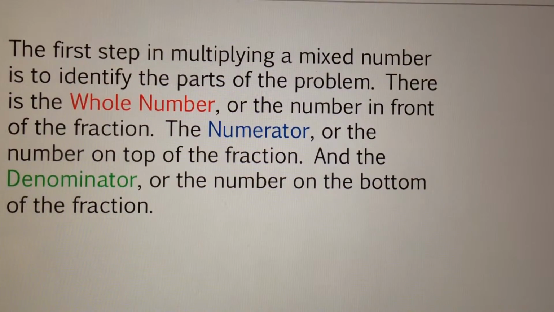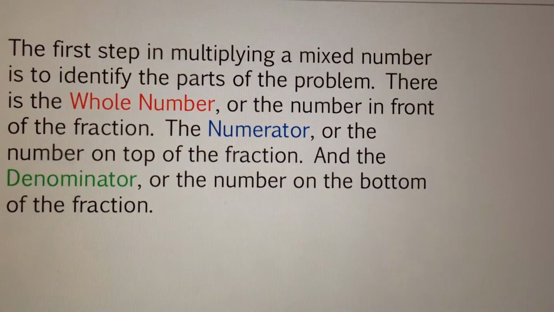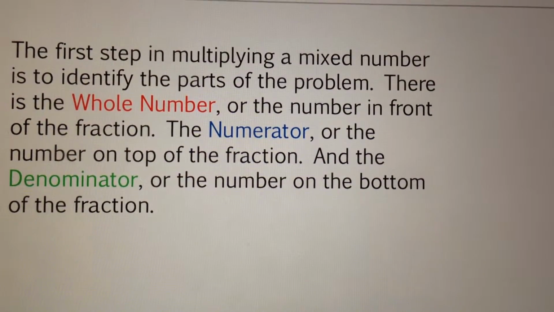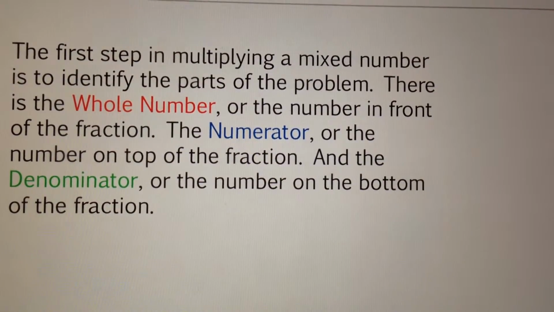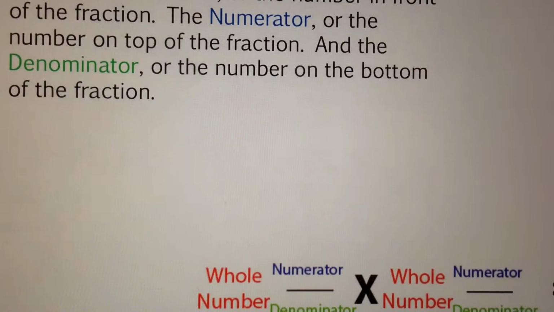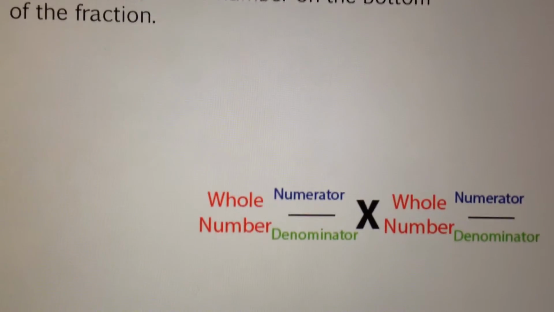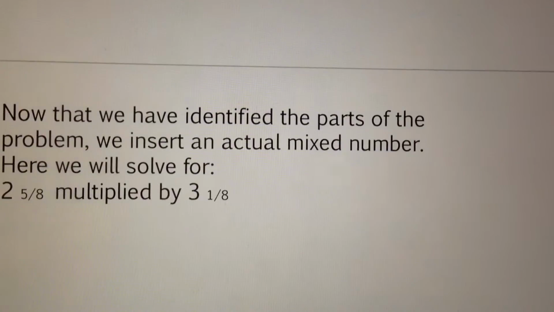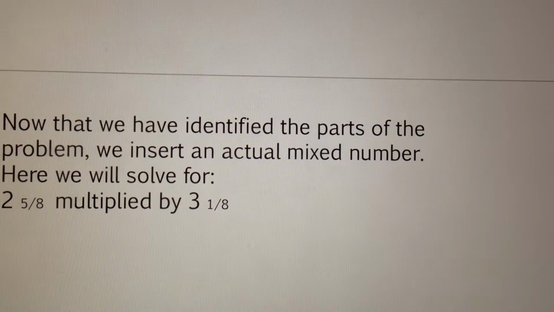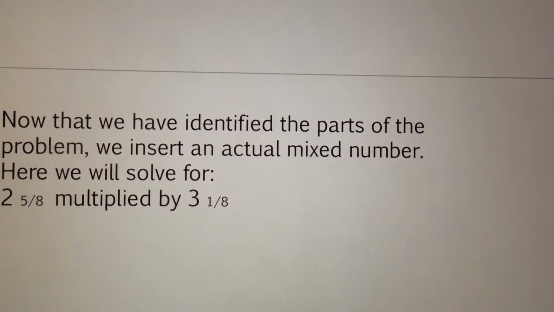So there is the whole number, or the number in front of the fraction, the numerator, or the number on top of the fraction, and the denominator, or the number on the bottom of the fraction. In this illustration, we're going to be using different colors to show each part of the problem. So you can see here we've got our whole number, our numerator, and our denominator on each side of the multiplication sign.